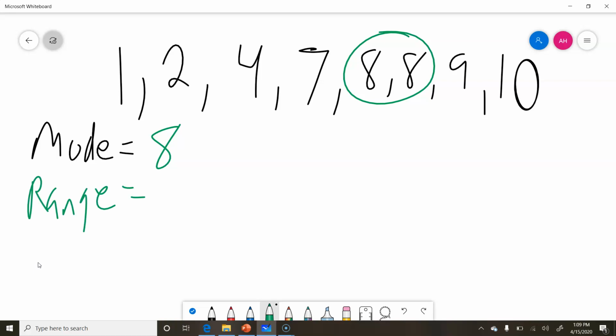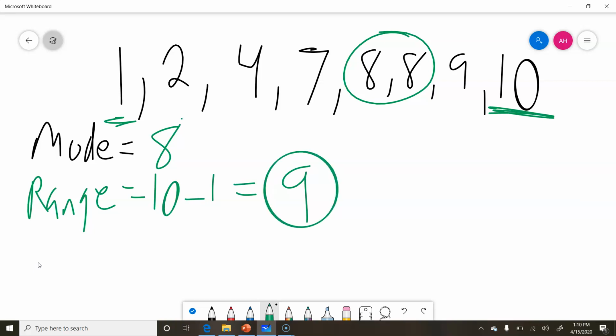Now let's see if I was going to try and find the range. How would I find that? I'm going to do the biggest minus the small. So I'm going to do 10 minus 1, which is 9. So my mode is 8 and my range is 9.